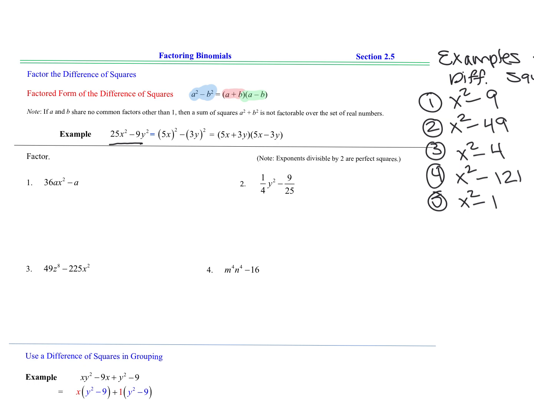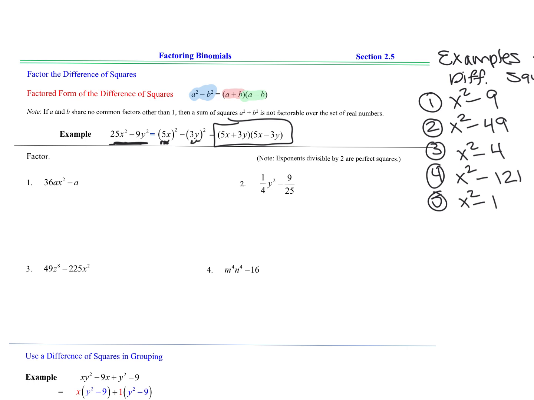25x squared is a perfect square of 5x, and 9y squared is the perfect square of 3y. So therefore, we can factor 25x squared minus 9y squared as 5x plus 3y times 5x minus 3y.